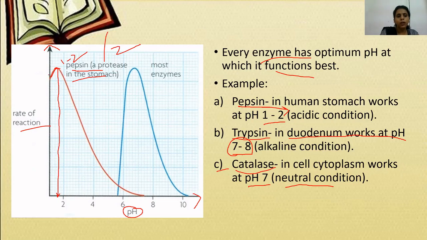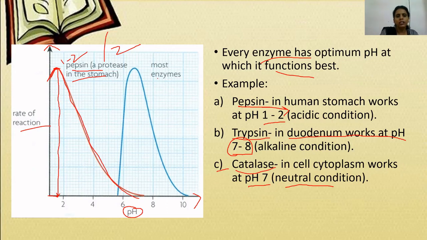So as the pH increases, slowly the rate of reaction also increases. But after optimum pH, the rate of reaction goes down. It drops down. Fine.